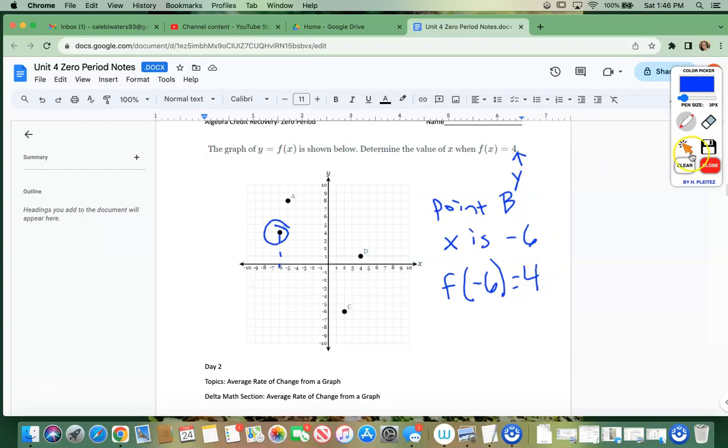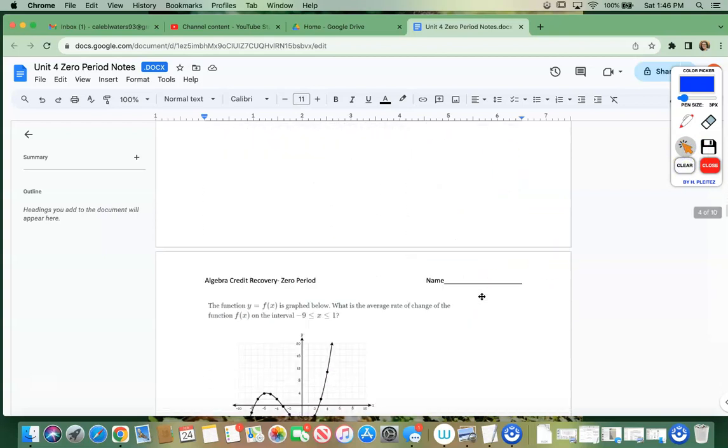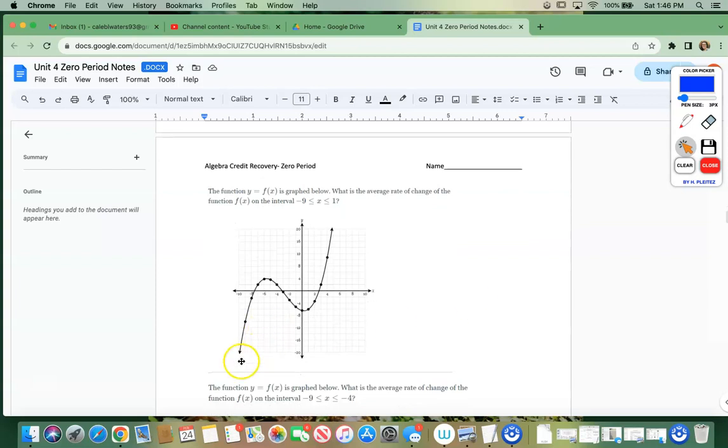Okay, then we had some average rate of change to do. So they gave us some graphs. There were all these graphs, okay? And what they're saying is the function y equals f of x is graphed below. What is the average rate of change of the function on these intervals? What they are giving you is they are giving you x1 and they're giving you x2. Now remember, your formula for the average rate of change is just the slope formula: y2 minus y1 over x2 minus x1.